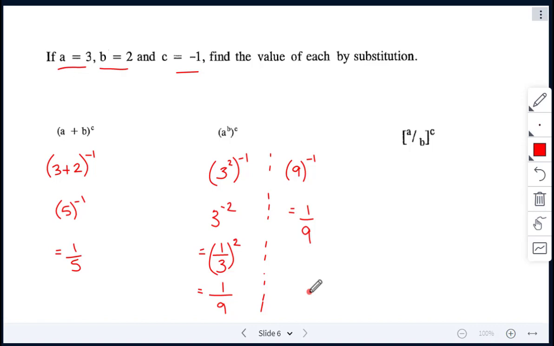All right, I think most of you already completed the third one. So let's go ahead and substitute for this. A is 3 over B, which is 2, and it's all to the power of -1. So all we have to do here is take the reciprocal of our base. So it becomes 2 over 3 to the power of 1, which is just 2 over 3.